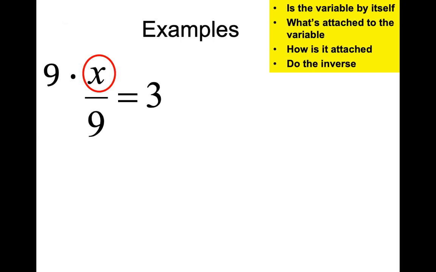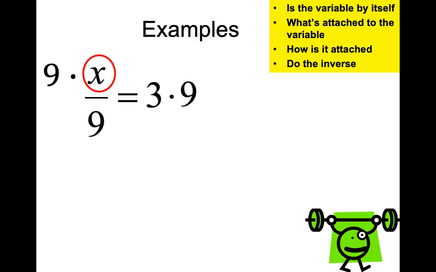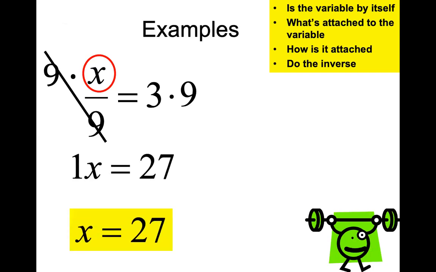But multiplication is commutative. We can do it in any order we want. What's 9 divided by 9? 1. That's where the canceling comes from. Therefore, we're left with x equals 27. Once again, this step right here, 1 times x is x.